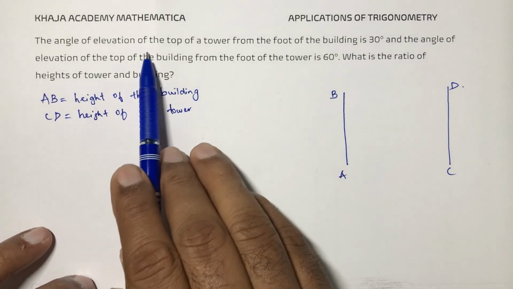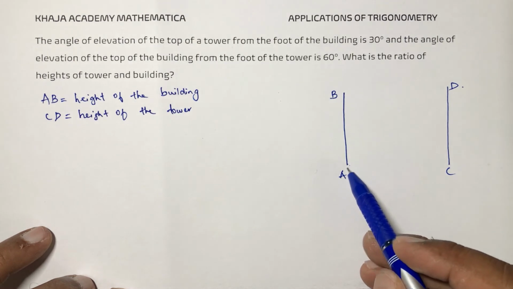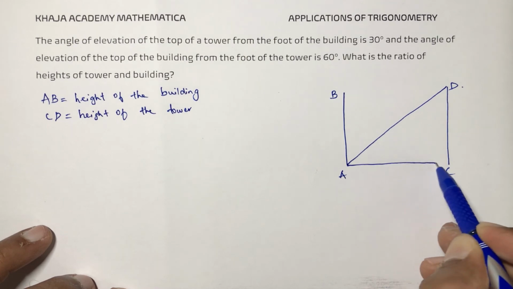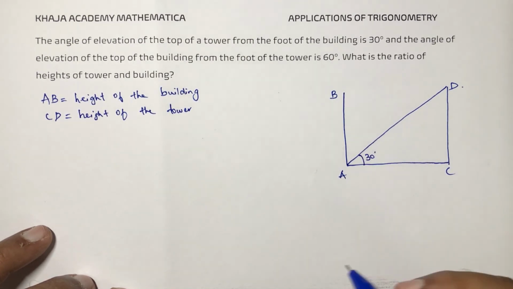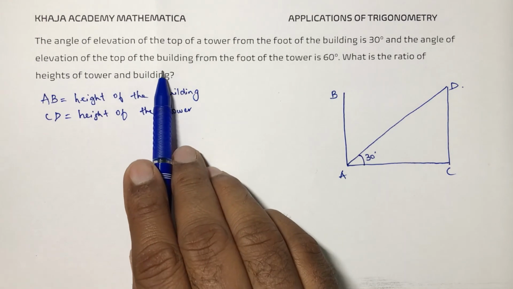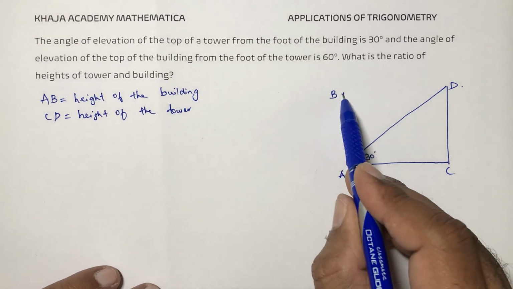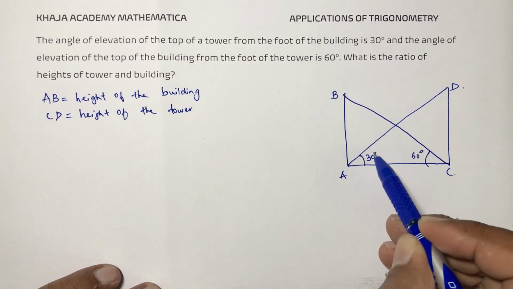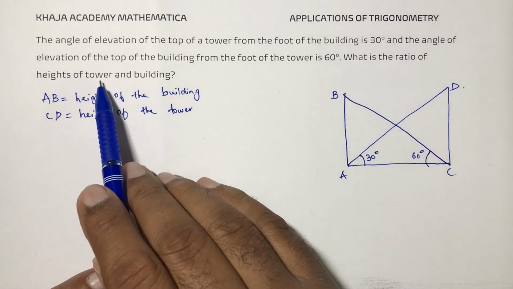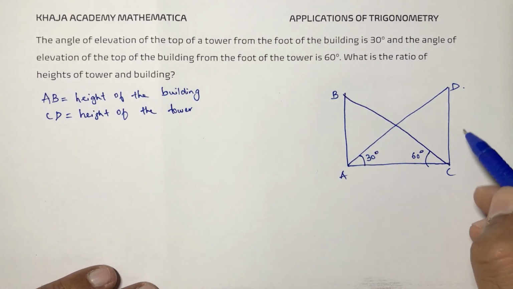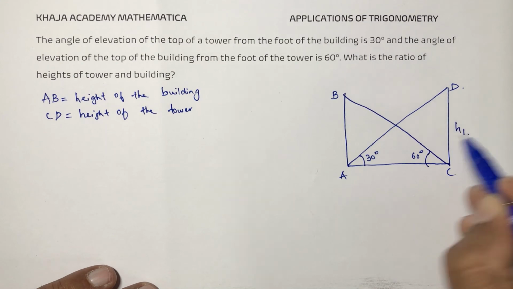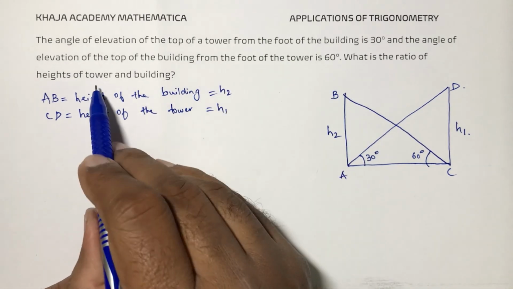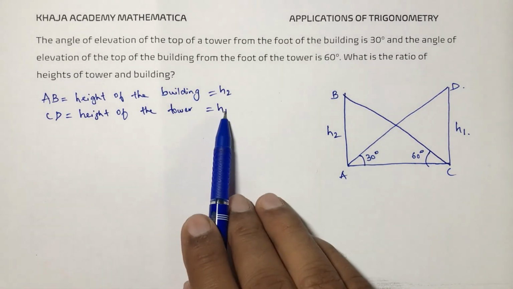Now, the angle of elevation of the top of the tower from the foot of the building is 30 degrees. And the angle of elevation of the top of the building from the foot of the tower is 60 degrees. What is the ratio of height of the tower and building? First they are asking tower. So tower is CD. I'll mark it as H1. This I'll take as H2. H1, H2, because in the question first is tower, then building.